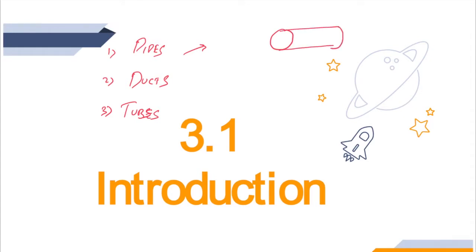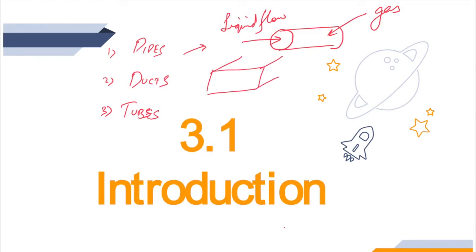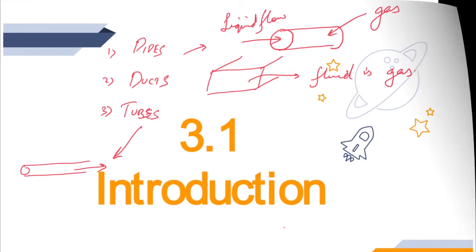Usually in pipes, fluid or liquid flows, but sometimes larger diameter pipes are used for gas transport as well. When we talk about ducts, ducts are specially used in refrigeration, heating, and air conditioning, and usually the fluid is a gas. And tubes are basically smaller diameter pipes, and usually steam flows through them. These terms will be used descriptively in this chapter, so that once we refer to a pipe, it will be a circular pipe, and if we refer to a duct, it would be a rectangular duct.